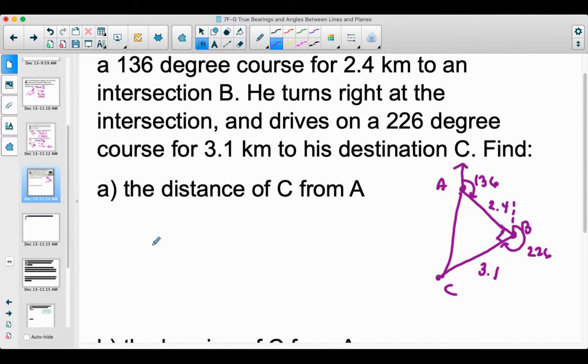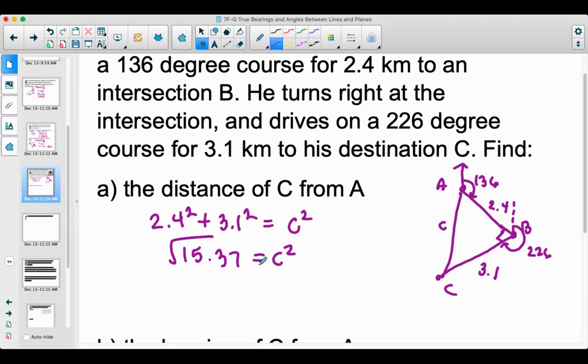So we have a right triangle here. So we have 2.4 squared plus 3.1 squared equals C squared. We'll just label that as C. And when we add those two together, we get 15.37 is equal to C squared. So if we square root both sides, then the distance from A to C, we'll say AC is, we'll just keep it at the square root of 15.37. That's the whole entire number. If you want to round it to 3 sig figs, it'd be 3.92 kilometers. Okay, so that's the first part.